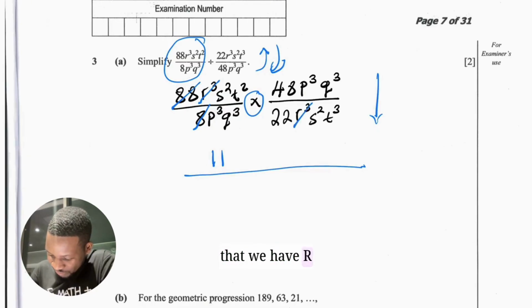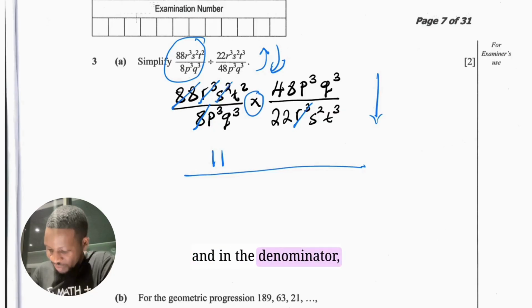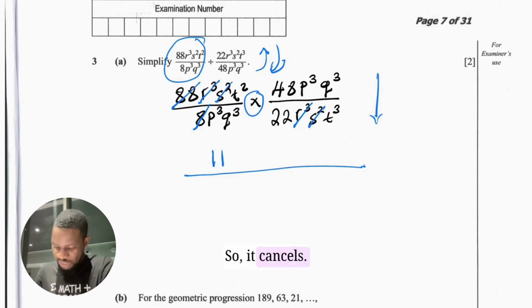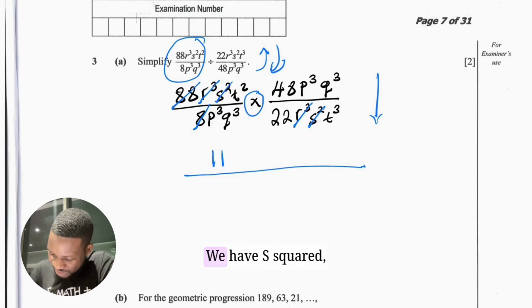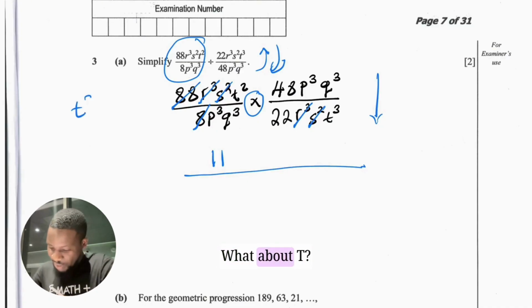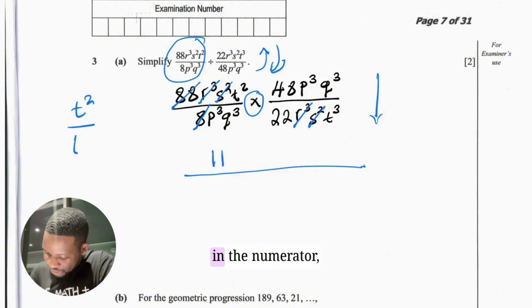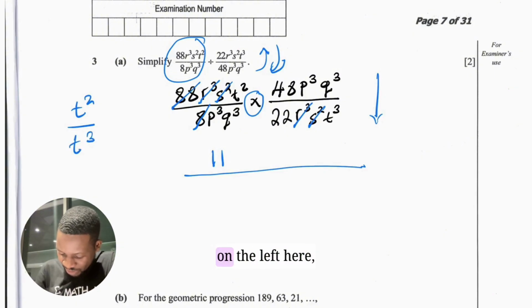You can see that we have r to the power 3 in the numerator, and in the denominator it is also to the power 3. So it cancels. Even s, right? We have s squared and s squared. So s squared goes. What about t? When you look at t, in the numerator on the left here we have t squared, but in the denominator we have t to the power 3.